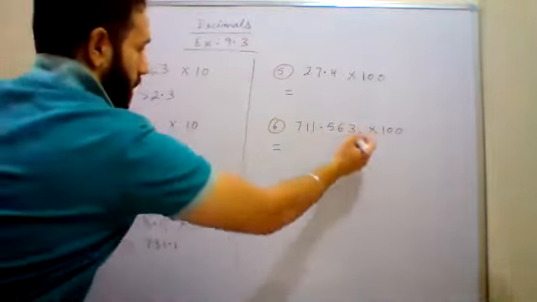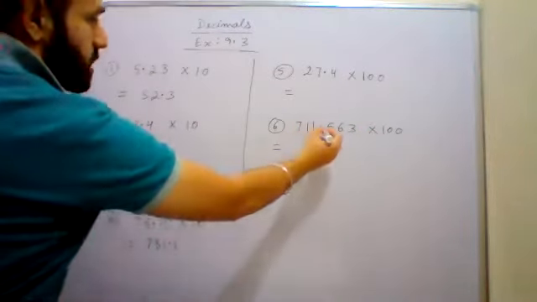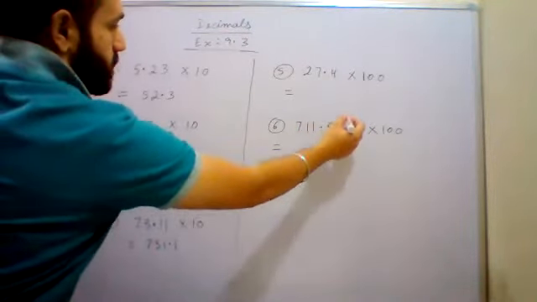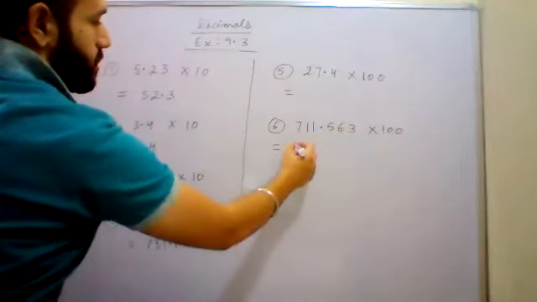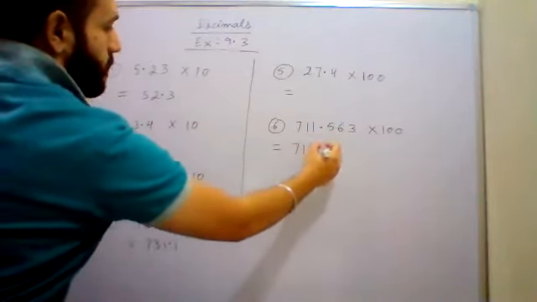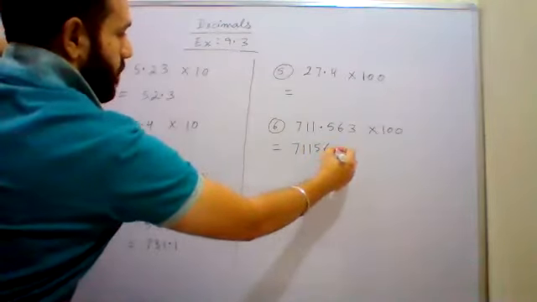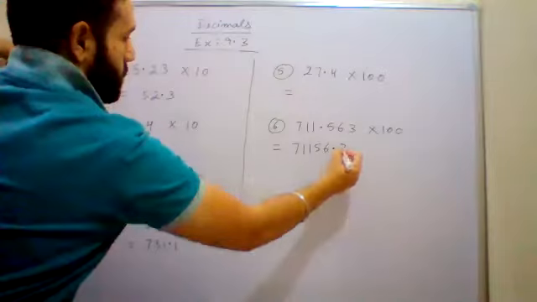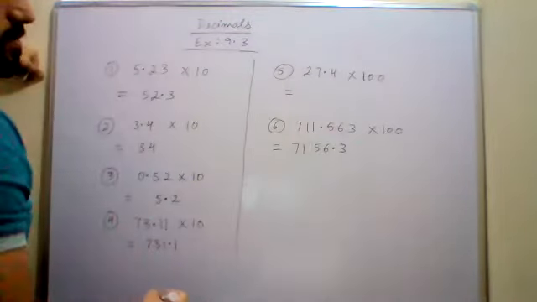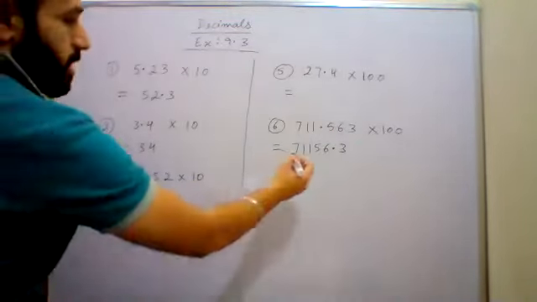When the number is multiplied by 100, the decimal will move two places to the right. One jump, two jumps. So the answer will be 71156.3. This is the answer.